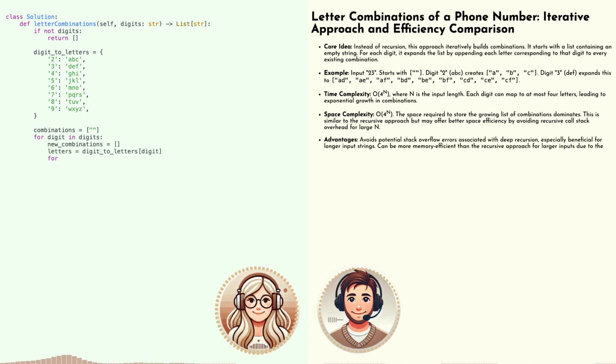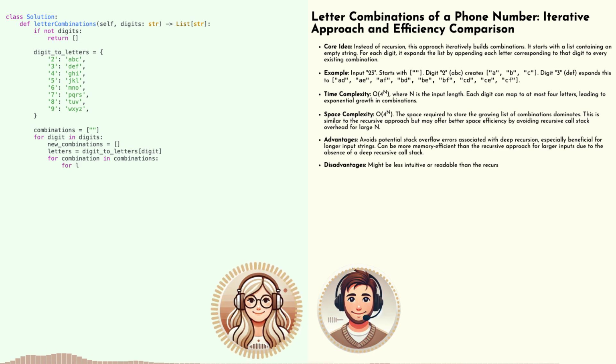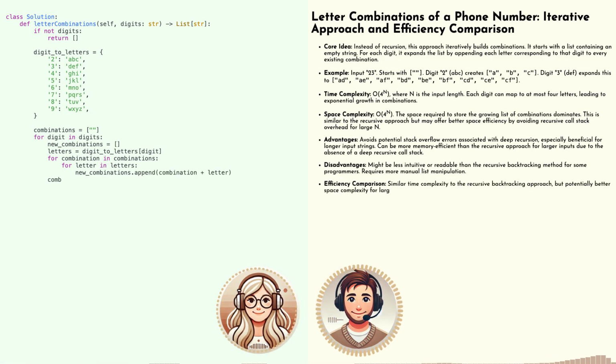We start with an empty list, and then for each digit, we expand the list by appending each possible letter to existing combinations. That's a great explanation. Could you walk us through an example using 23 again so our listeners can see how it works?